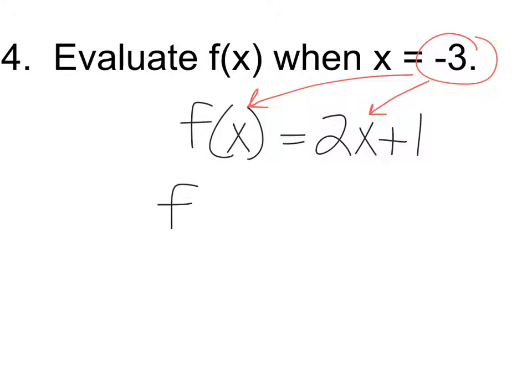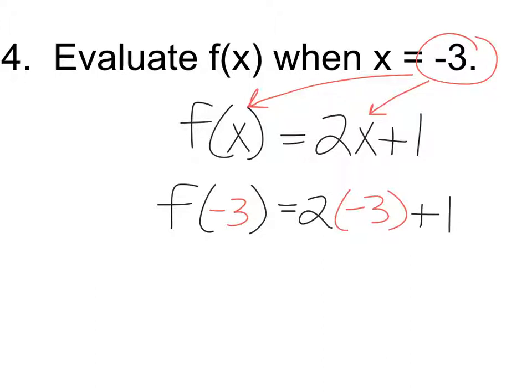So f of -3 equals 2 times -3 plus 1. You are replacing x with -3. On the left side, this is just like you're telling me what you're doing. I am inputting -3. On the right side is where you're actually doing it. So on the left, this just stays. f of -3 equals 2 times -3 plus 1.